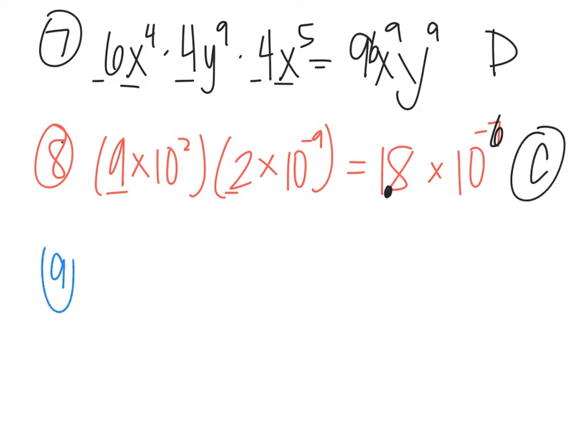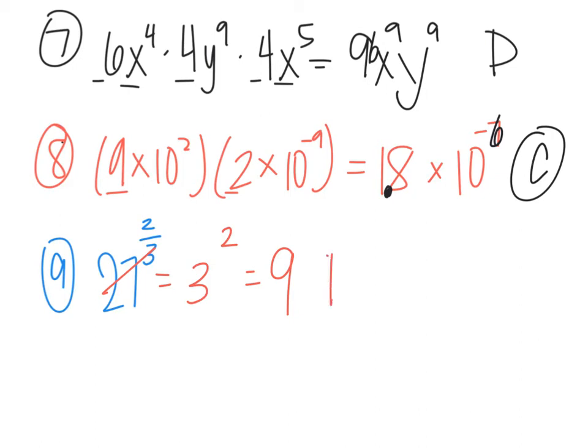Number 9, 27 to the 2/3. You ask yourself, what number can you multiply by itself 3 times to get 27? And that is 3. So this becomes 3, and you still have the 2 exponent, and that's 9. So your answer is D.